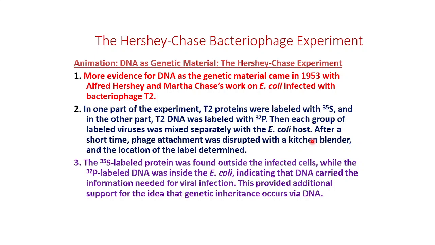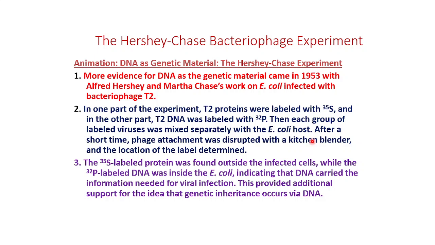Next up is the Hershey-Chase bacteriophage experiment. This is another evidence where DNA was shown as a genetic material, and this was done in 1953 by Alfred Hershey and Martha Chase, working on E. coli infected with bacteriophage T2. In one part of the experiment, the T2 proteins were labeled with S35, an isotope of sulfur, and the other part was labeled with 32P. Why he did that, we will come to this.